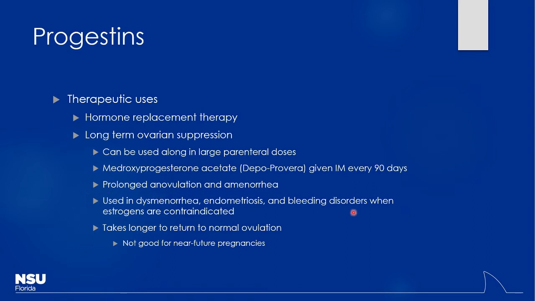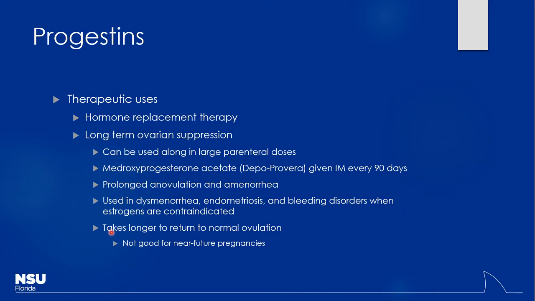But you'll see it used for things like bleeding disorders, endometriosis. These are good for patients for whom estrogens may be contraindicated, maybe due to breast cancer risk or something. You can use progestins by themselves, and so that may be another use for these products. As I mentioned, though, you're going to have a longer time to return to normal ovulation.